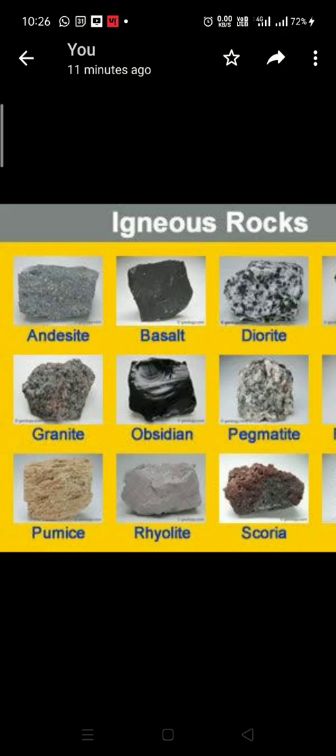In the Deccan Plateau, which sort of rocks do you find? Basalt rocks. Basalt rock is an example of extrusive rock because it's a plain land, so it cools down very fast. So it is called extrusive igneous rock.